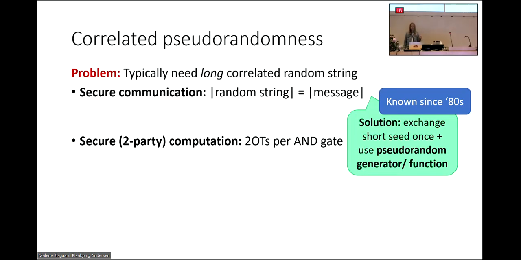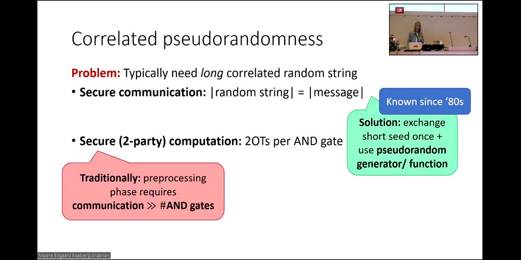And for secure two-party computation, it's similar. So for example, we can compute any kind of circuit, but we need 2 OTs per AND gate in the circuit. So if we have very complex circuits, we will need a lot of randomness. And traditionally, what we settled for was, okay, this is very expensive, let's just push it to the pre-processing phase. And then in the pre-processing phase, we have huge communication, with the number of AND gates, and then secure computation on top to do it securely.